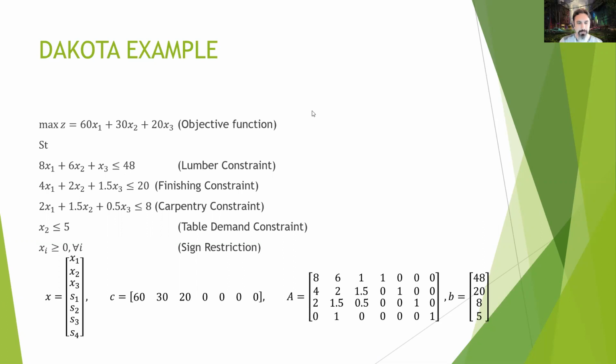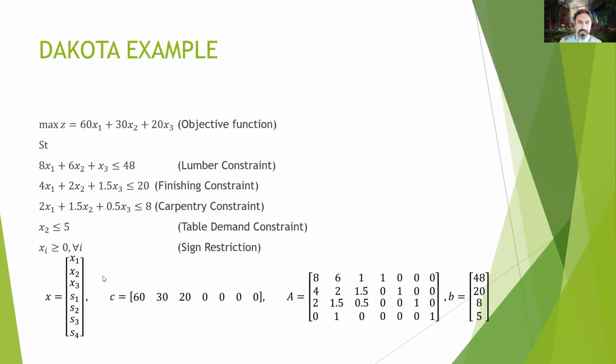Now, the Dakota example is something we already know. We have three decision variables, x1, x2, and x3. We have four constraints in this format, as we are adding the table demand constraint as well. So we will get four more values, the slack variables, s1, s2, s3, and s4.